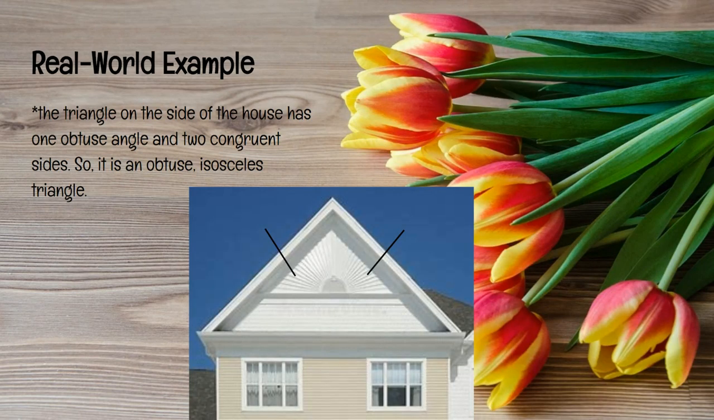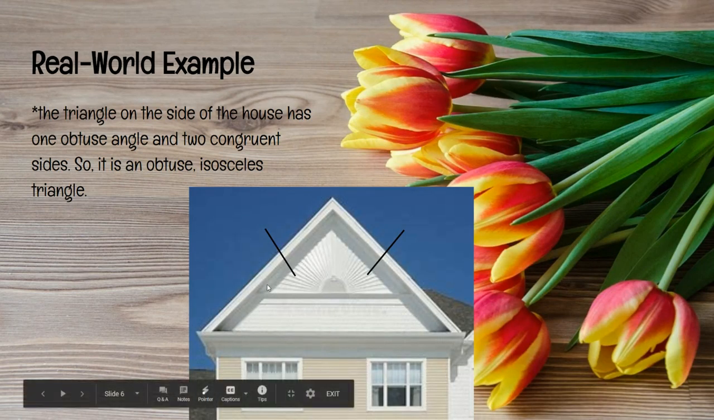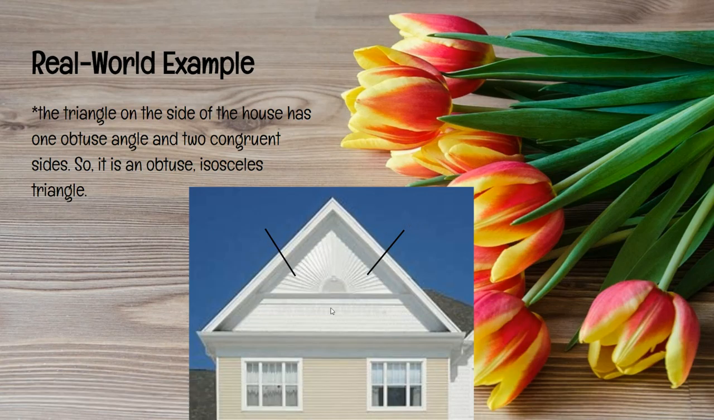Okay. So looking at this is a triangle on the side of a house. These 2 lines right here are showing you, and this is what I meant by it'll kind of be easy for you guys to see. These 2 lines show that these 2 sides are equal to one another. So looking at this house, this right here is an obtuse angle. And there are 2 congruent sides. So remember, congruent means that they're equal to one another or they're the same. So this would be what is called an obtuse isosceles triangle.